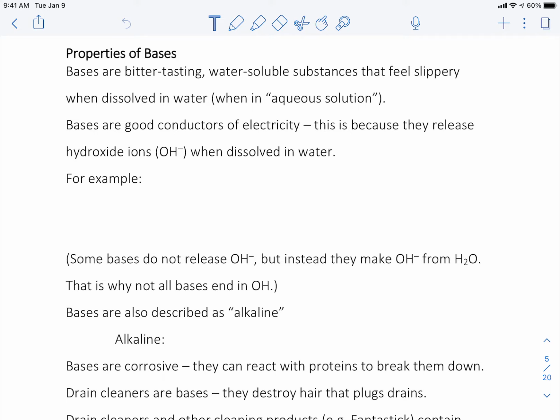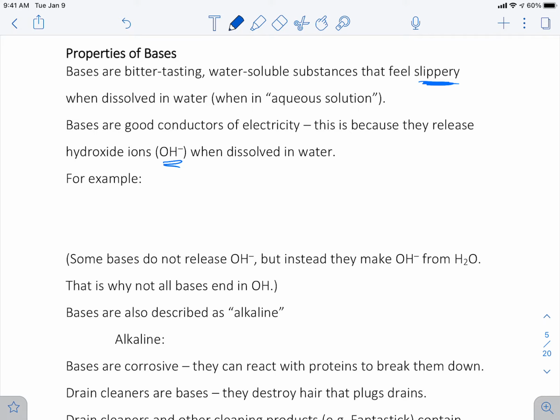So when they're in an aqueous solution. You might already feel like you might know some examples. If you think about slippery, we're talking about things like soaps. So bases are typically good conductors of electricity, just like acids can be. And this is because they release hydroxide ions when they are dissolved in water.